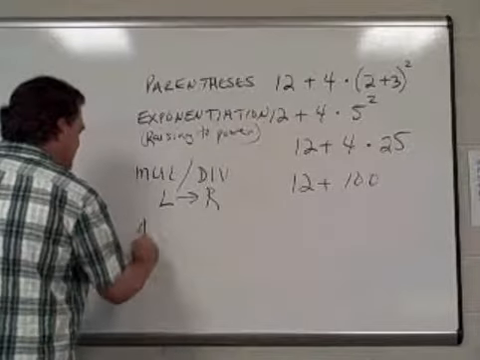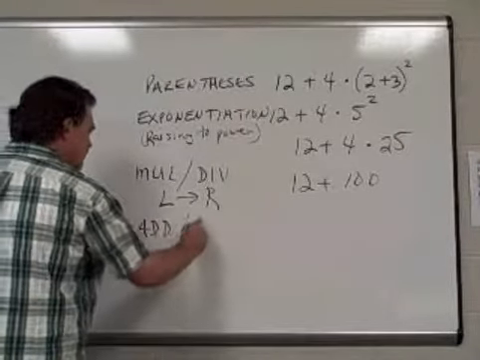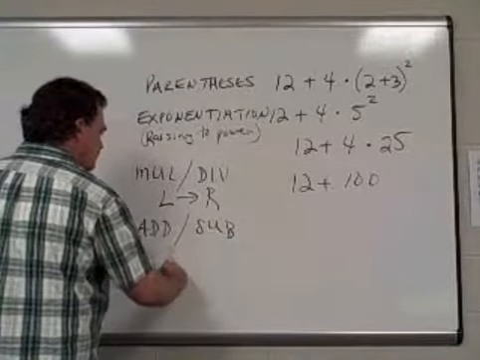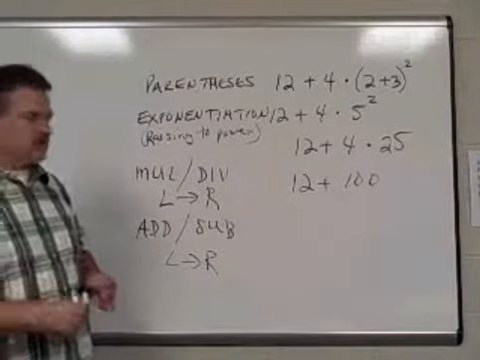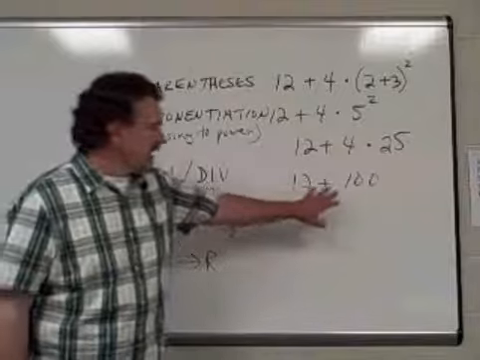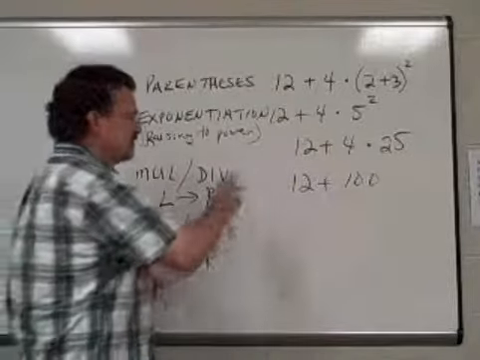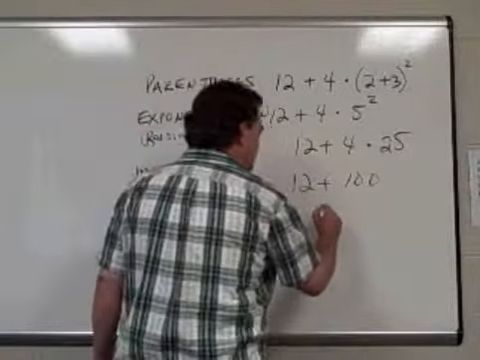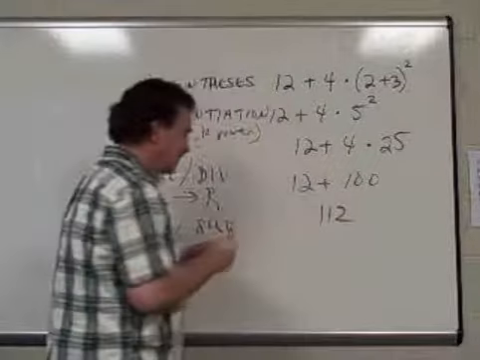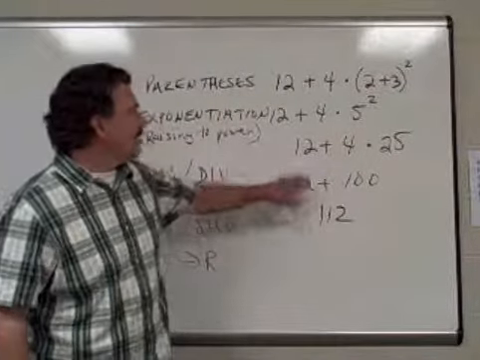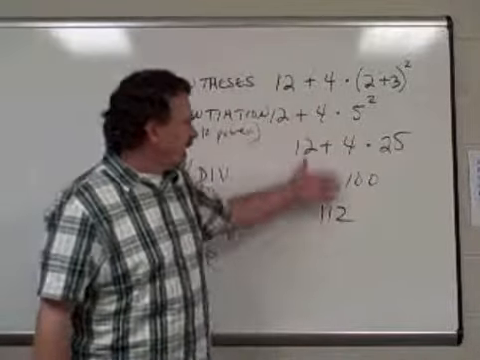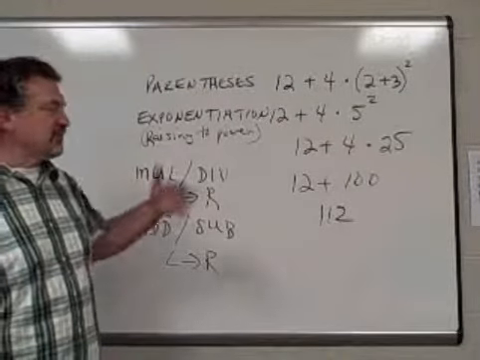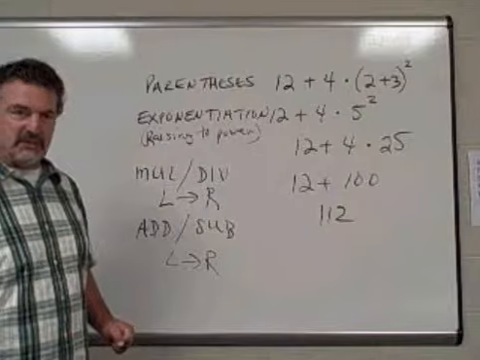And the last operations we perform are any additions or subtractions, and we also work them from left to right. So the last operation here we have is an addition, 12 plus 100 is 112. 112 is the value of this arithmetic expression. And the process we just went through is what's called evaluating that arithmetic expression.